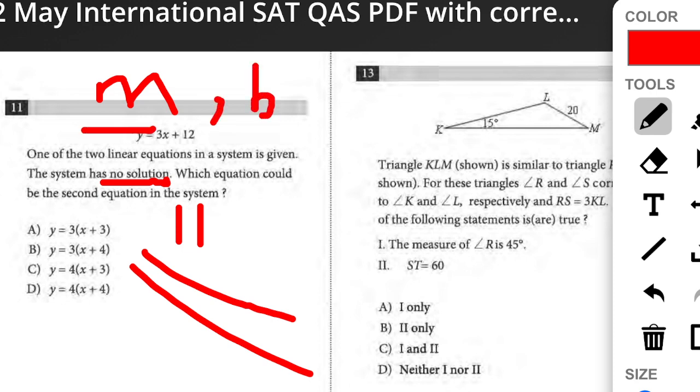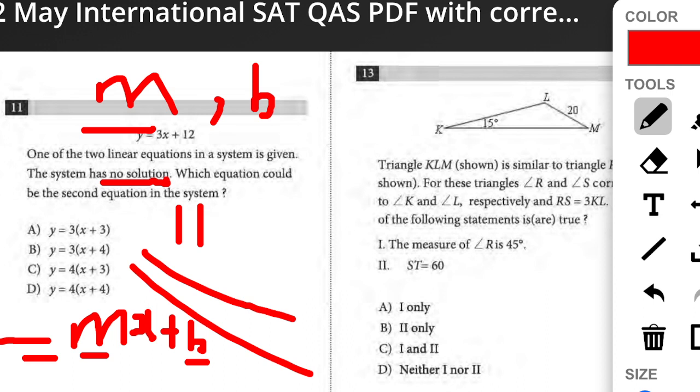When it's in the form of y equals mx plus b, our linear equation, our m is the same, our slope is the same, but our b is different. If our b was the same, we would have infinitely many solutions, but you need the same slope, but a different y-intercept. Now, if you have different slope and different y-intercept, they could intersect at some point. But in this case, no solutions means the m is the same, but the b is different.